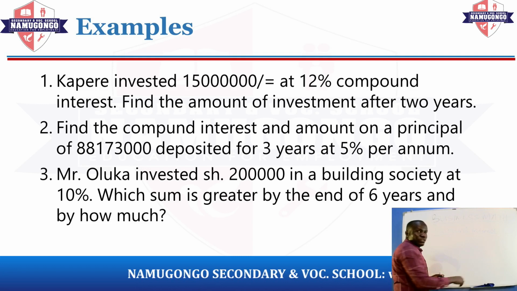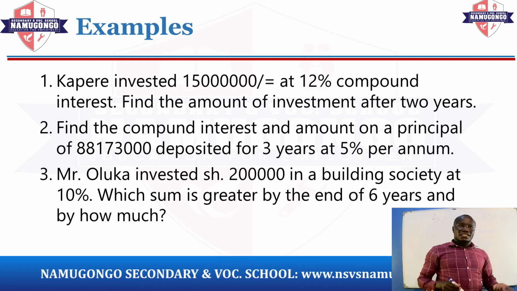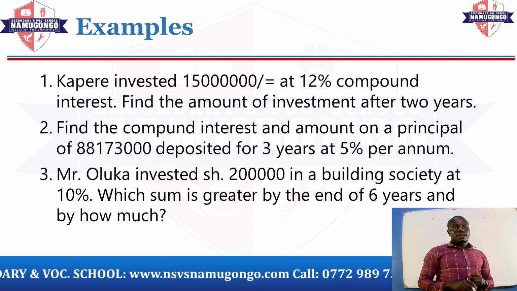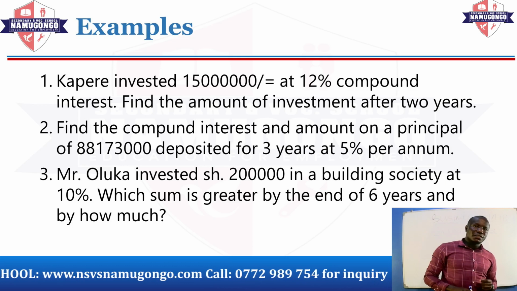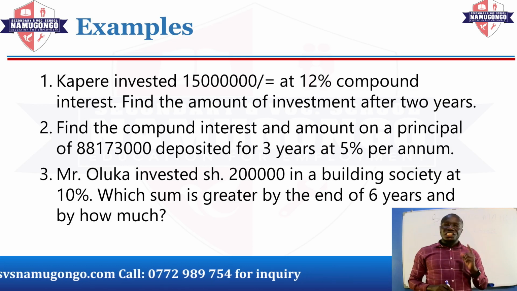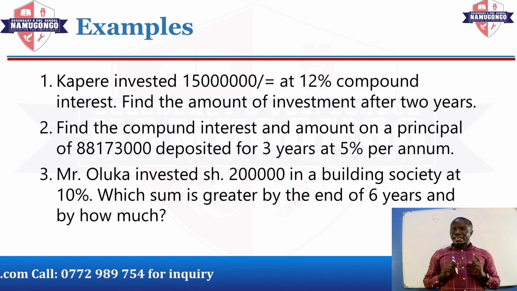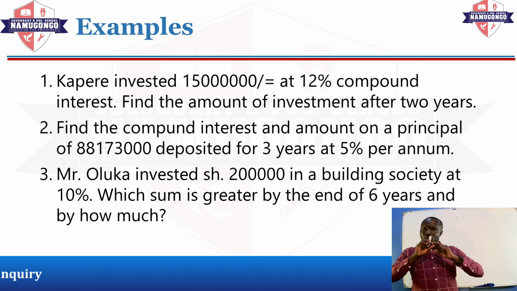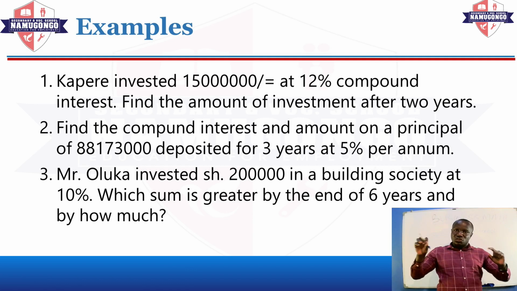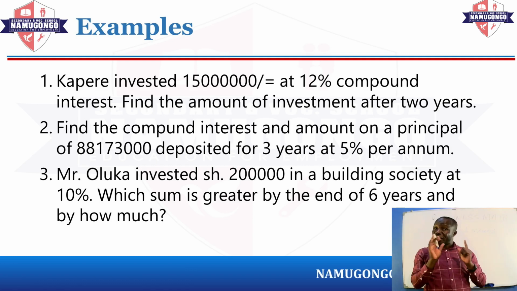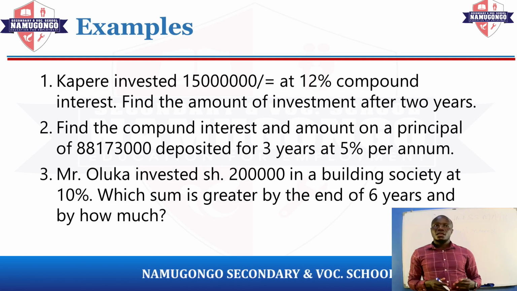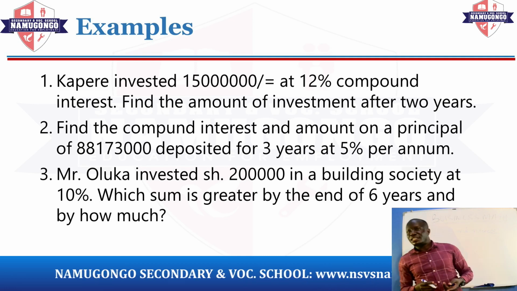So our first question is, Kapere invested 15 million shillings at 12% compound interest. So what happens here, when they are setting the question, they always specify. If it is simple interest, in the question you will see the word simple interest. If it's compound interest, in the question you see the word compound interest. That's what differentiates. Then they are saying, find the amount of investment after 2 years.